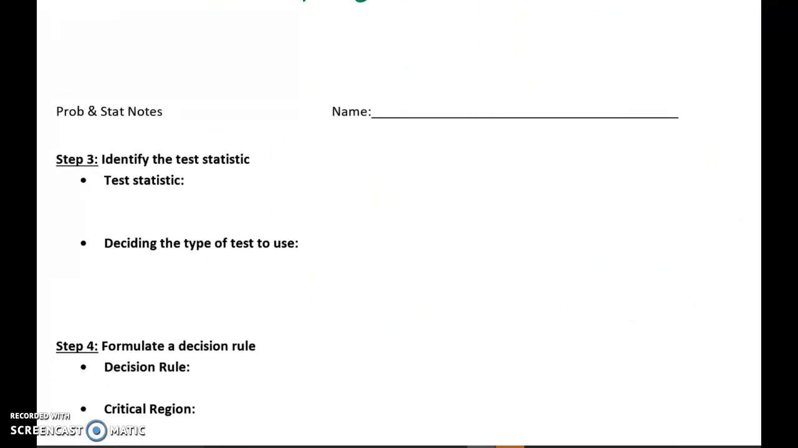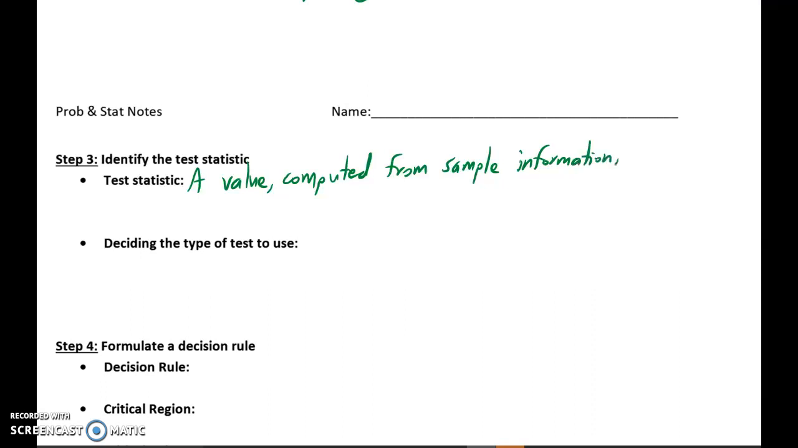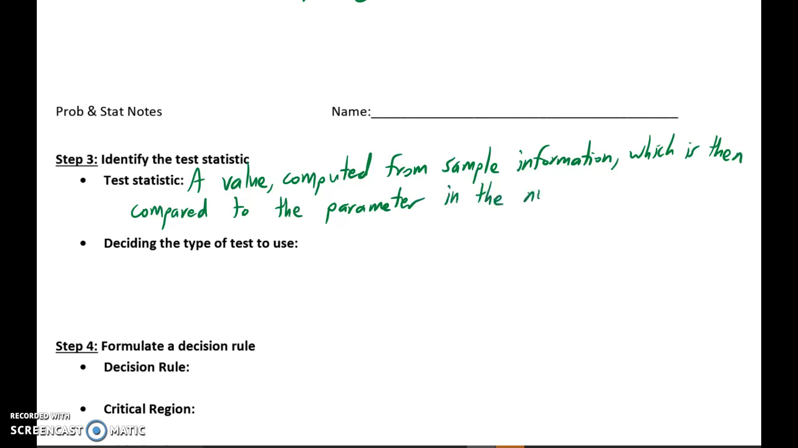Okay, step 3 is identify the test statistic. So what is a test statistic? It is a value computed from sample information. And I apologize if I'm going too fast through this. You can obviously pause it and rewind it. Which is then compared to the parameter in the null hypothesis. So we're going to be using this number to compare it.